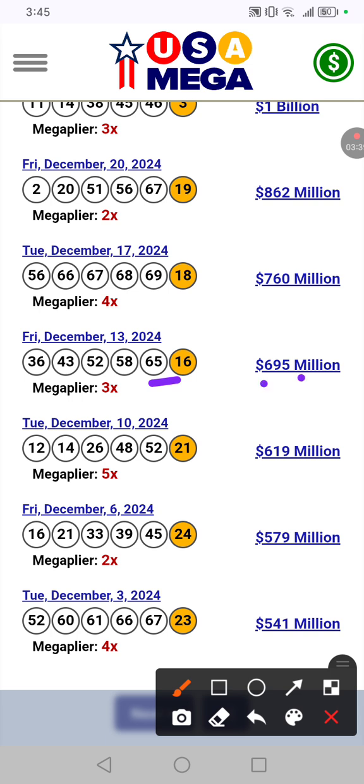The first number and the last number is 6 and 5. They played 65. So on the next draw, the first number and the last number is 7 and 0, and 70 is what they played, but they played 69, so they said 70 minus 1. Okay, let's go to the next spot.